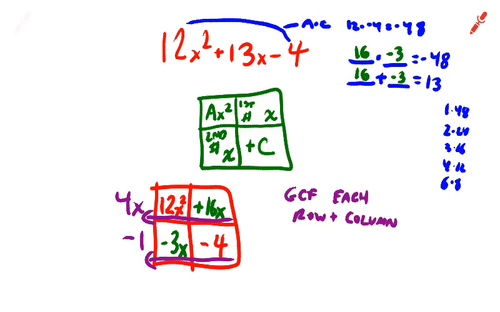So let's take it out of the columns now. Then I look at the 12x squared and the negative 3x. They're both divisible by 3, and both of them have an x. Then I look at the 16 and the 4. They're both divisible by 4. Again, notice this term is positive, so I'm going to use a plus sign when I take it out.